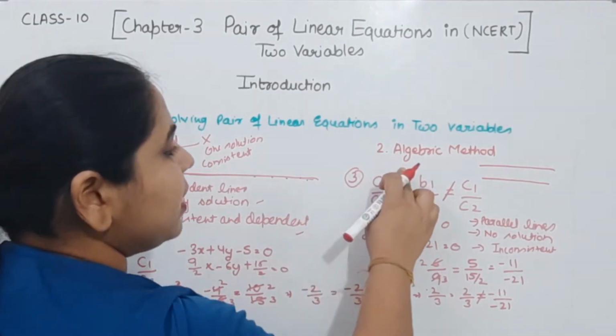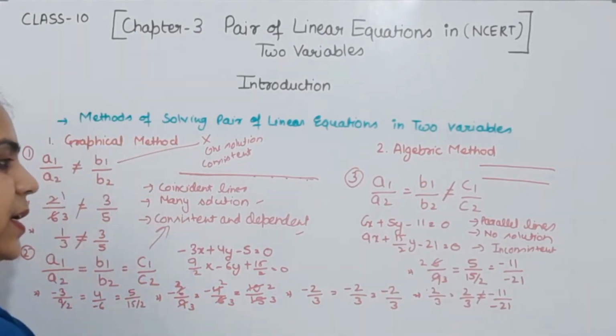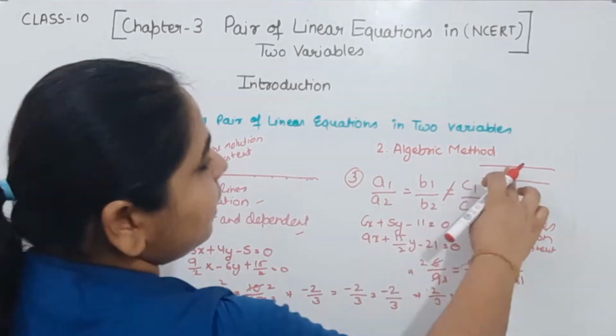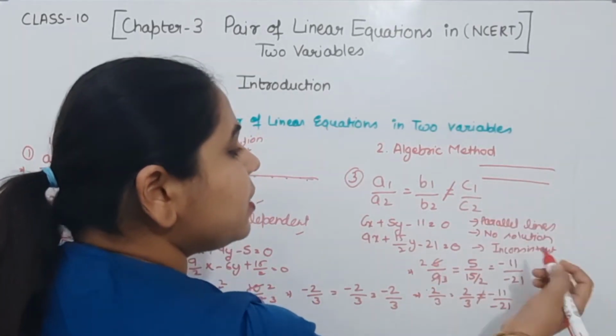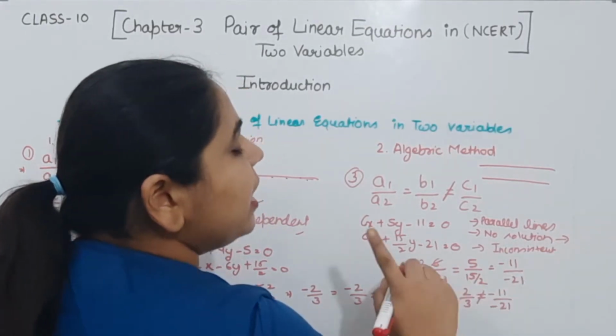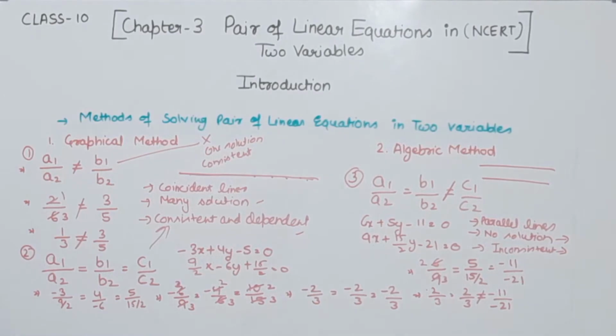Now comes to case 3. In this one we are having A1 by A2 is equal to B1 by B2 but not equal to C1 by C2. So they are the parallel lines we are having. If they are the parallel lines, they are not meeting each other, so they will have no solution. If they are having no solution, then they are the coincident lines we are having. So this one is the first method, the graphical method.